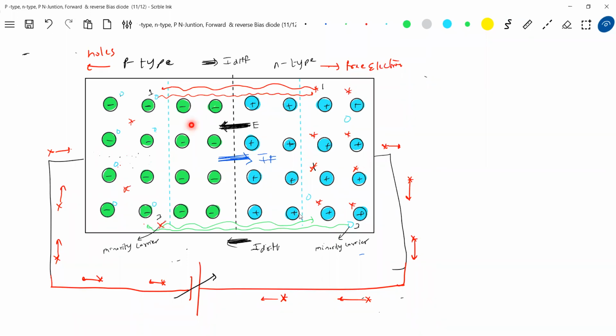Then what will happen to the ions? These ions, I shouldn't say robbed, they're being depleted. Again, they're being depleted of their majority carrier. So the width of the depletion layer will increase here, no? The width of the depletion layer will increase. Agree with this? So the width of the depletion layer increases.